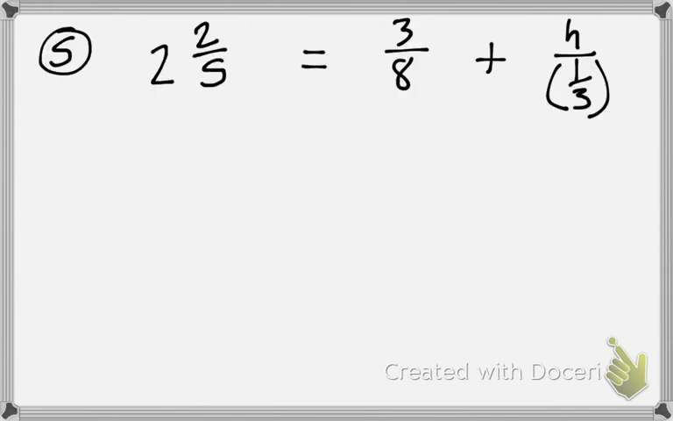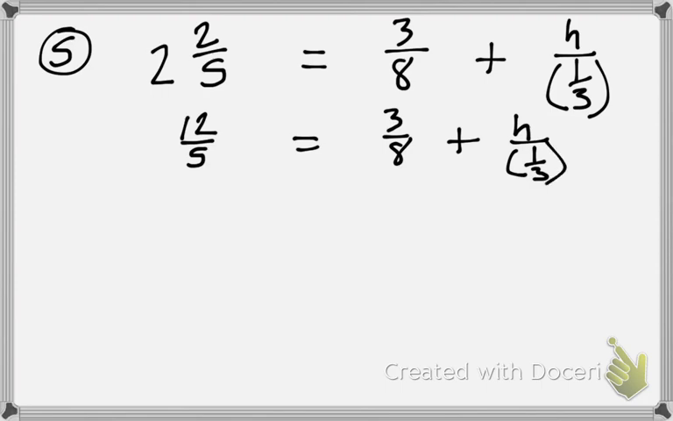Okay, number 5 is a bit of a booger, but we can do it. The first thing I'm going to do is turn this mixed number into an improper fraction. So that is going to give me 12 over 5. And I still have this h divided by 1 over 3 right here.